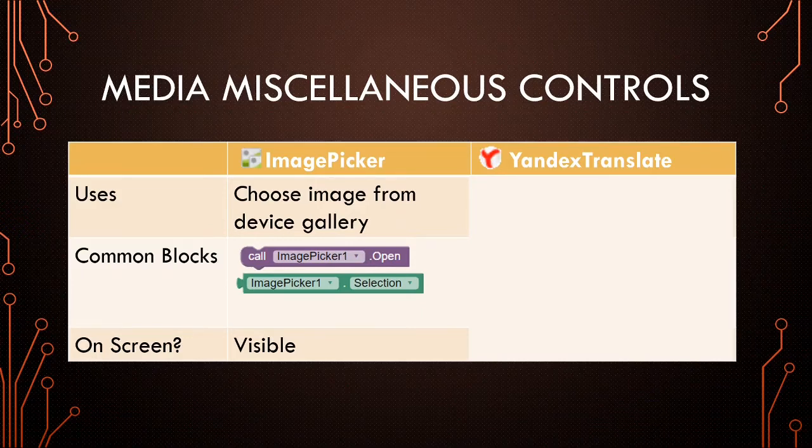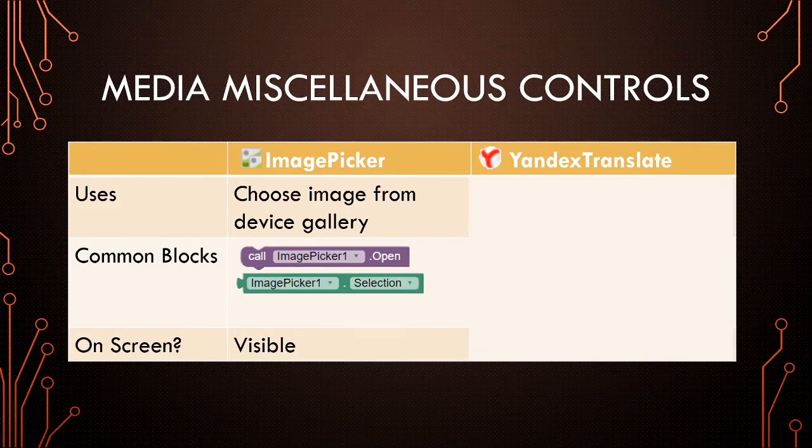So this one here is a little bit device dependent, depending on what kind of device you're running it on. Common blocks we use here in order to get the image picker, we use the call image picker open. This one's a little bit different because the control for the image picker also looks like a button. So you can also click on it as well to call that image picker open.